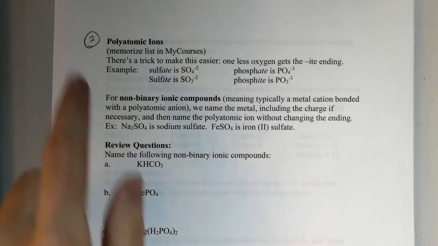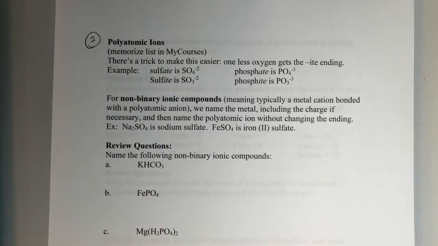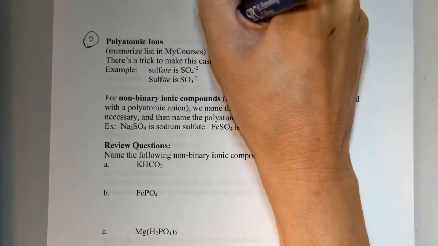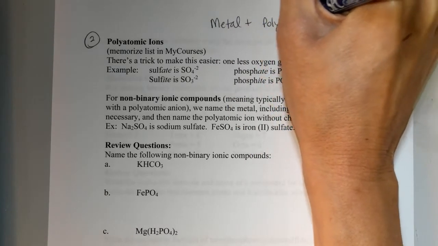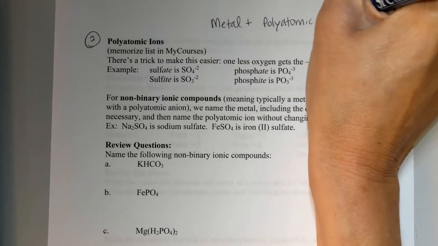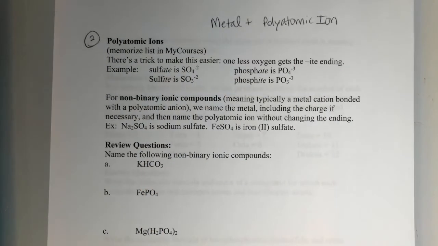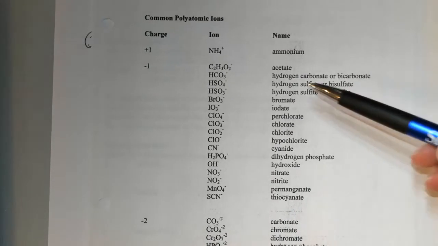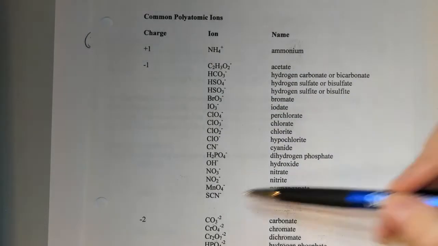All right, so the second video for chapter 3, I'm now going to be looking at non-binary ionic compounds. What happens now with non-binary is we're going to have a metal that's partnered with what's called a polyatomic ion. We have a list of polyatomic ions, and I've asked you to memorize that list. This is in my courses. You want to not only memorize the name, but the formula and the charge. All of that's important.